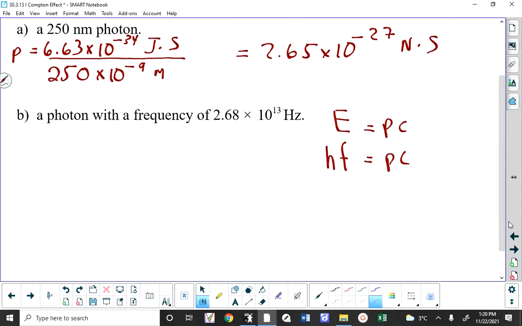If you want to know the momentum using h over lambda, then you can use v equals f lambda first to find the wavelength to put in. It doesn't matter. You either have to calculate the energy of the photon to use the E equals pc formula, or the wavelength to use the h over lambda formula. I'm going to give everybody a minute to pick their option and get an answer.